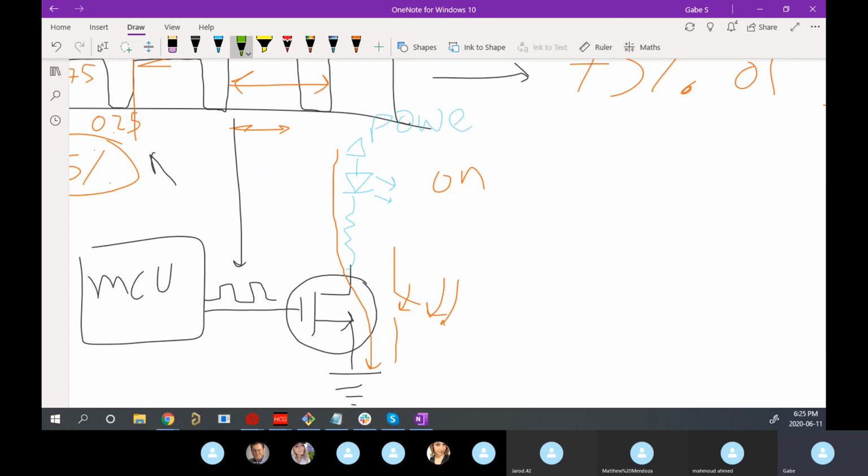Now, if I'm sending a 0 at that particular point in time, the switch is open. So the switch would look like this, open. Then there's no path for the current to flow, right? Current stops because there's nowhere for it to go, and the LED would turn off.